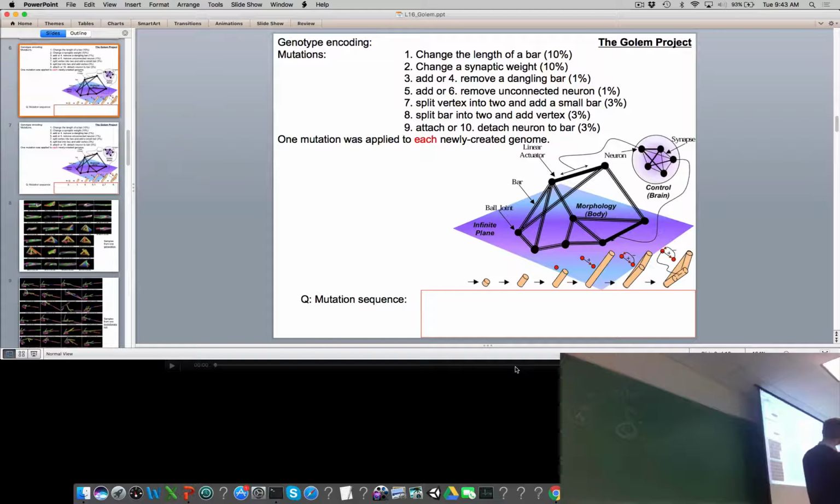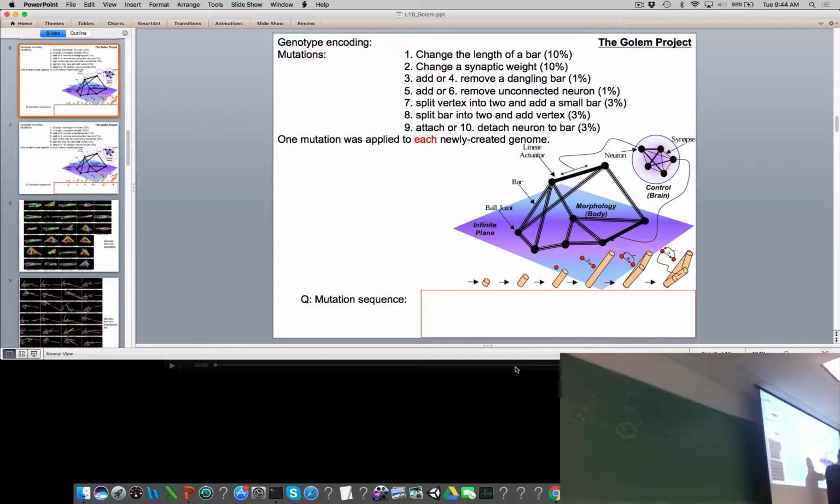Split bar into two and add a vertex. Yeah, so you can see this bar was split in two, and we add a vertex here. There's another bar behind it. Oh, I'm sorry, that's not the operation. What's that? It's actually, where is it here? It's this one, number seven. So we take this vertex, split it into two vertices, these two, and connect those two new vertices with a small bar, which is this small bar here. That's not quite so obvious, right? Okay. And something else happened.